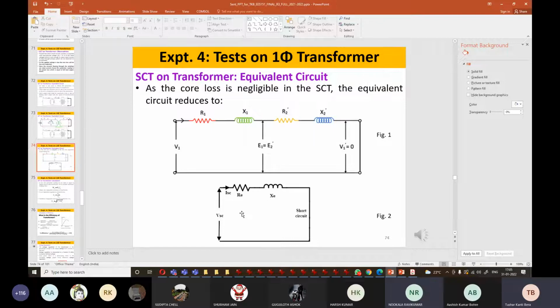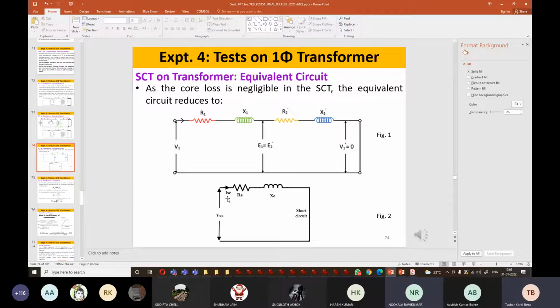So this is the approximated circuit of the short circuit condition, and this voltage is coming from our supply voltage, or say wall plug point, or output of the variac. So this voltage is the applied voltage, that is called VSC, and this is the current which is entering the transformer, that is called ISC. These two parameters will be indicated by our measuring instruments, voltmeter and ammeter respectively.